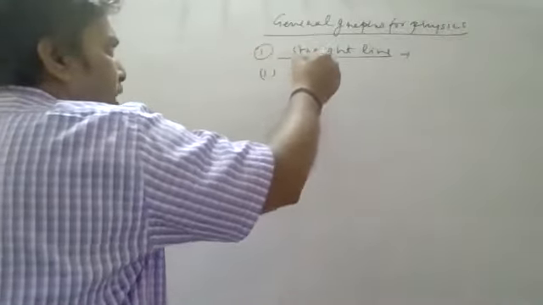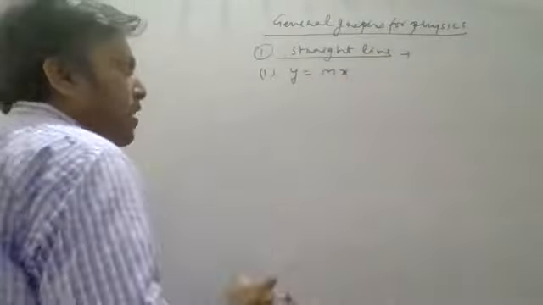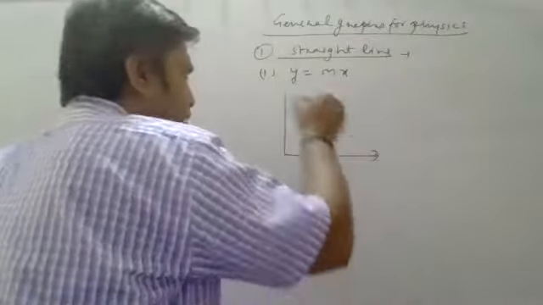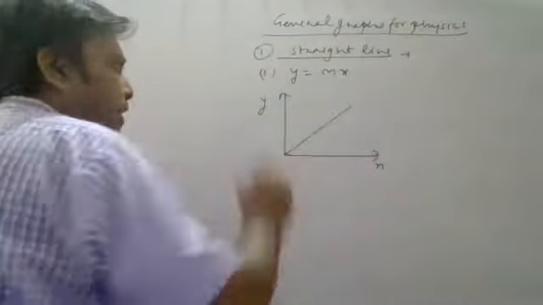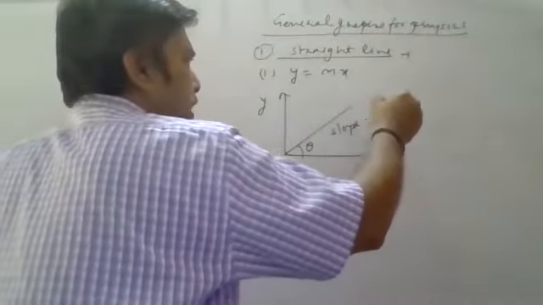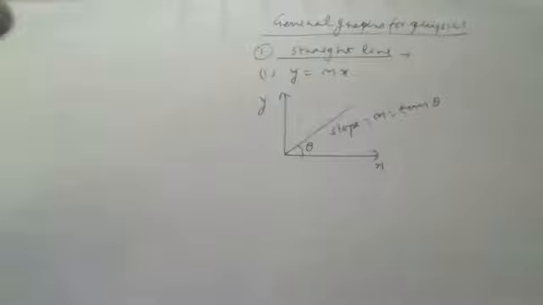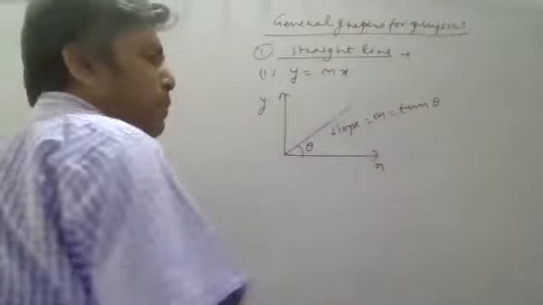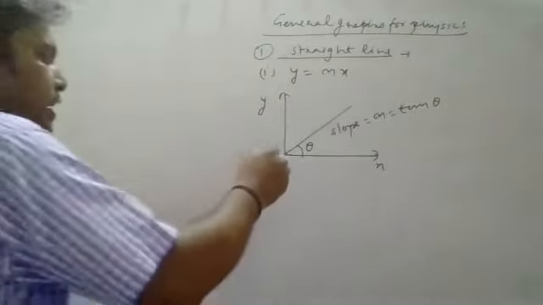For example, if the equation is only y equals mx, with y and x as variables and m as your slope, then the shape of the graph will be in this manner. The graph is passing through the origin. This is the x-axis, this is the y-axis. This angle will be theta. And what is the slope? The slope is your m, and it is tan theta. The slope of the graph will be represented by tan theta, and in the equation, the slope is represented by the small m. That is the point.